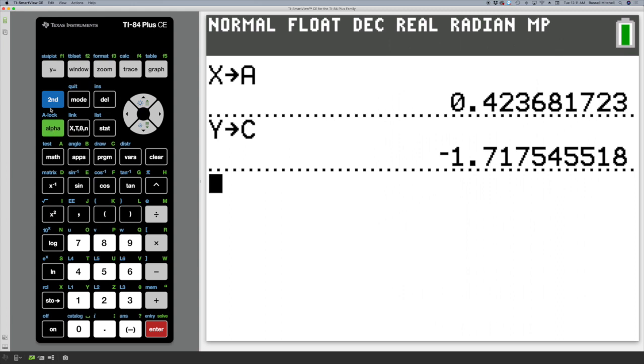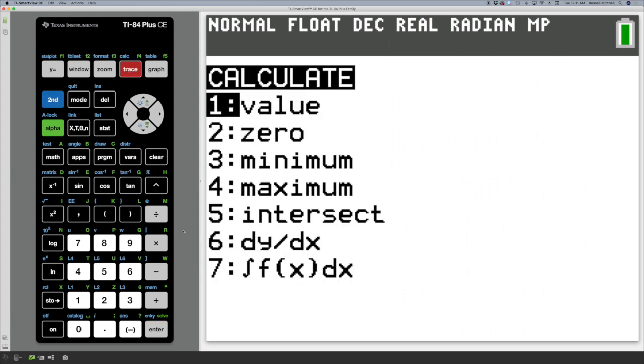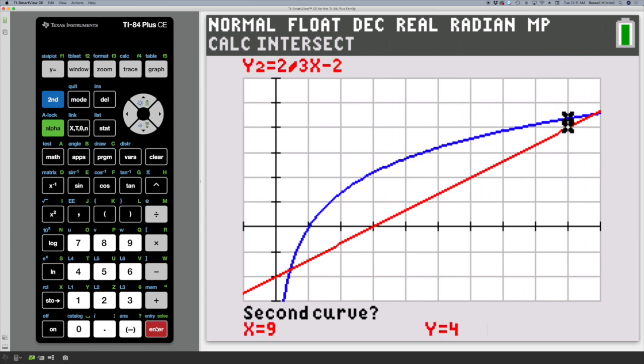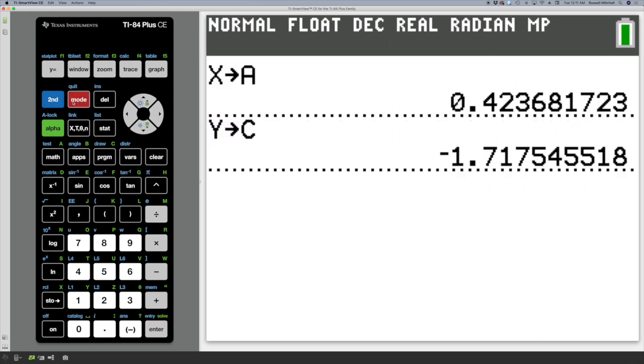And now we go back and we find the second intersection point. Okay, so number 5. And then we're going to come all the way over here and press enter, and then enter for the second curve, and then guess, it'll give us that one. So again, I want to store this one as the x and this one as the y. So second quit, I'm going to take the x and store it as alpha a, as alpha b.